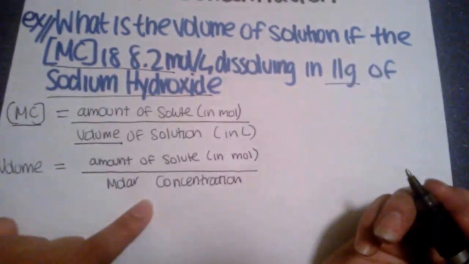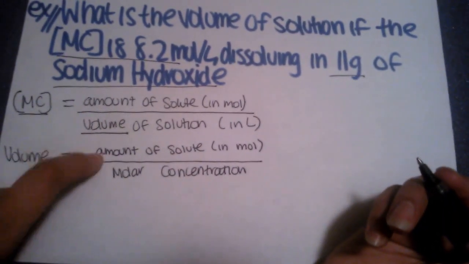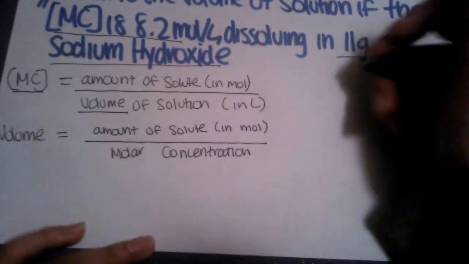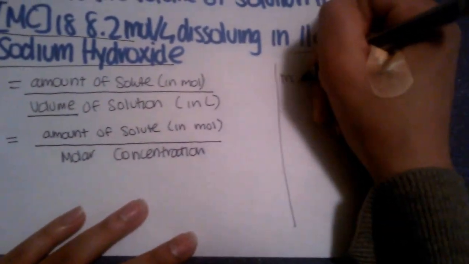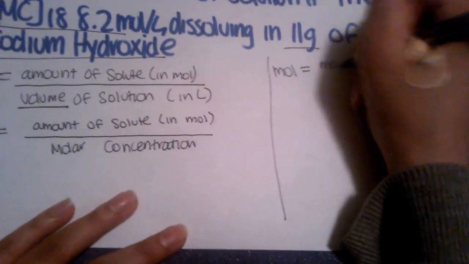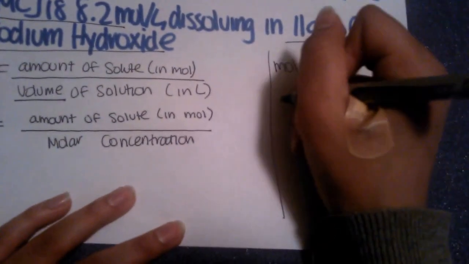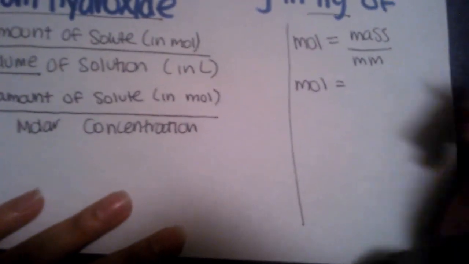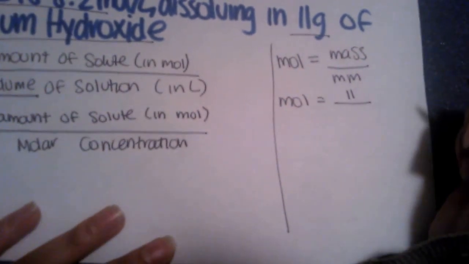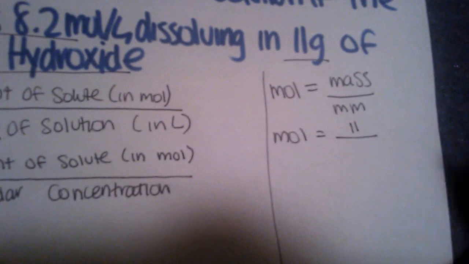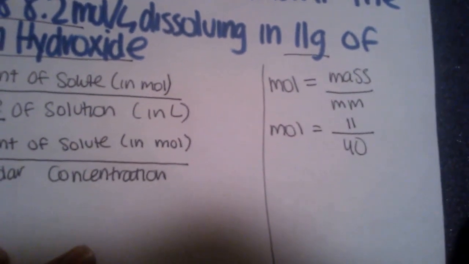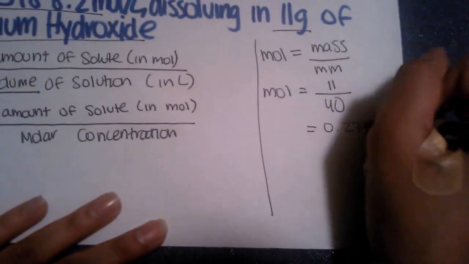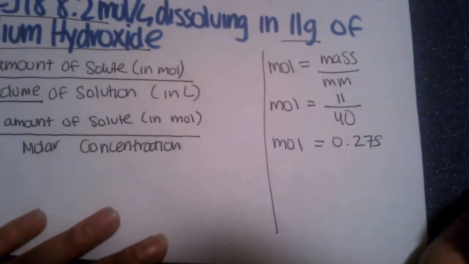So I've said before, we have the molar concentration, we need the volume, and we need the amount of solute, but we are also given the grams of sodium hydroxide. So we find the moles. Again, you guys should know how to find it. It's mass over molar mass. So I already have the molar mass, but you guys can pause the video if you don't have it and you want to figure it out. So the mass is 11 grams, and the molar mass of the compound is 40. So again, you divide it. Very easy. 11 divided by 40 is 0.275. So we have 0.275 moles.